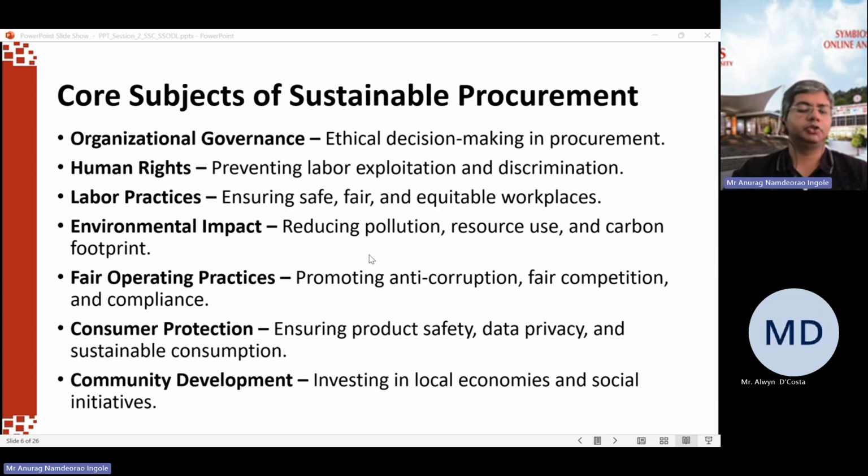There are some core subjects or topics under sustainable procurement, which we have to look at individually or focus on while we are making our sustainable procurement policies or our contracts, etc., with the suppliers, which focus on these sustainable principles, which we discussed earlier. So organizational governance, so ethical decision making in procurement. So we have to focus on ethics, morals, values while we are making any type of decision in procurement.